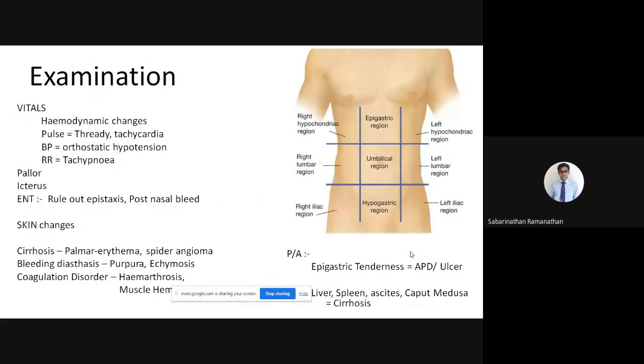On clinical examination, we should focus on the basic vitals: pulse rate, whether the patient is having any tachycardia, hypotension or orthostatic hypotension, and whether the patient has tachypnea, which indicates aspiration.